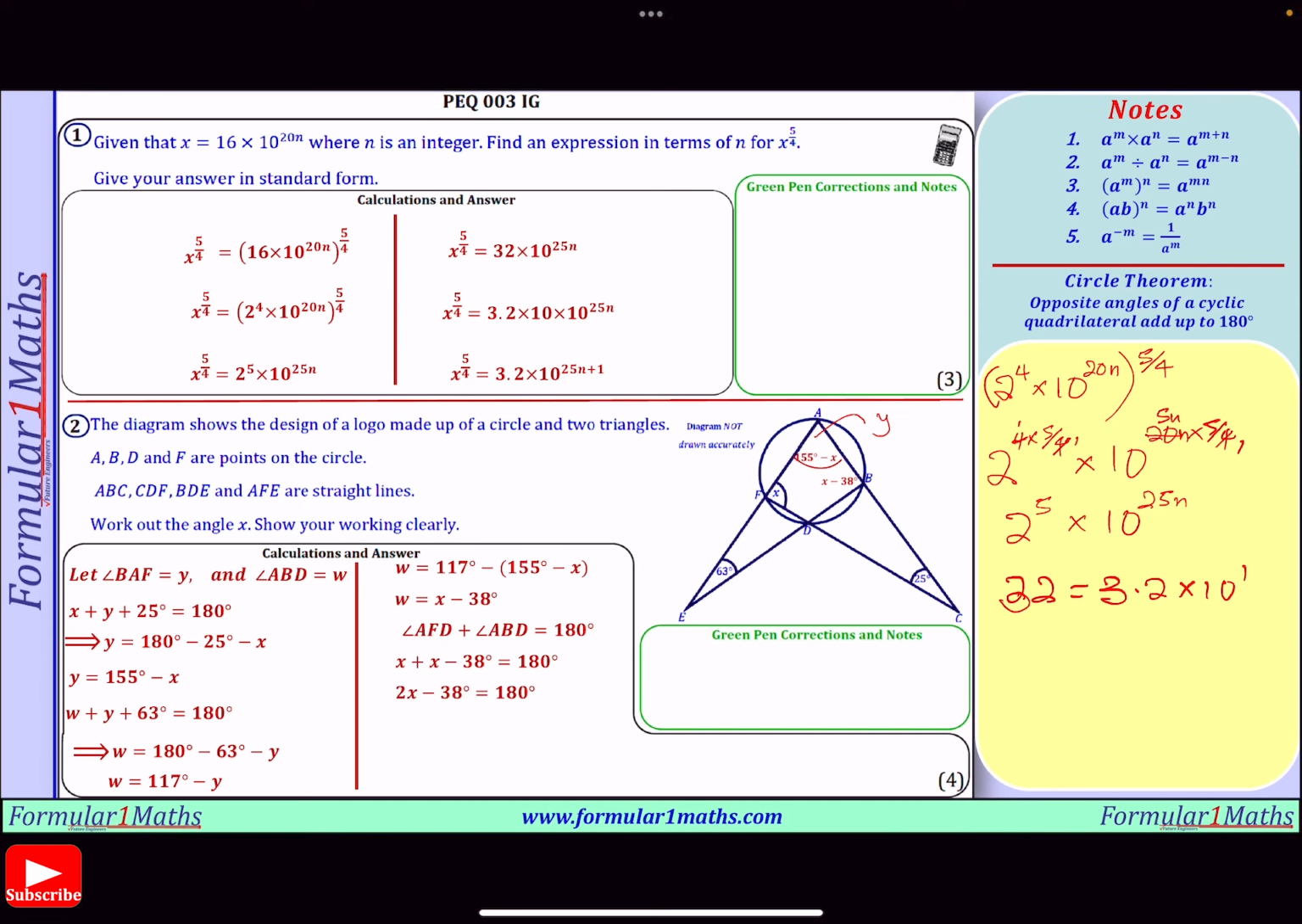2x minus 38 is equal to 180. Rearrange to get 2x equals 218. Solving for x gives 218 divided by 2, and that finally gives us 109 degrees. And so that's the value of x.